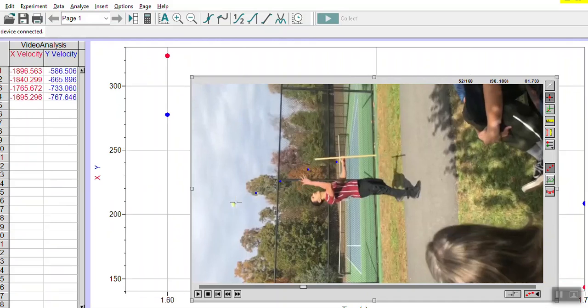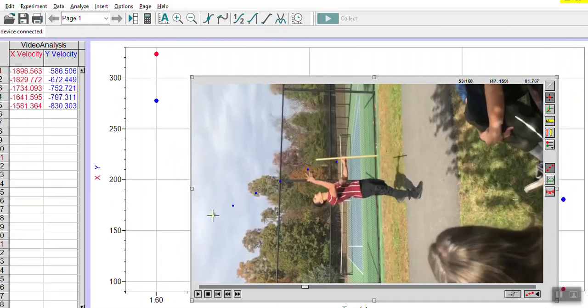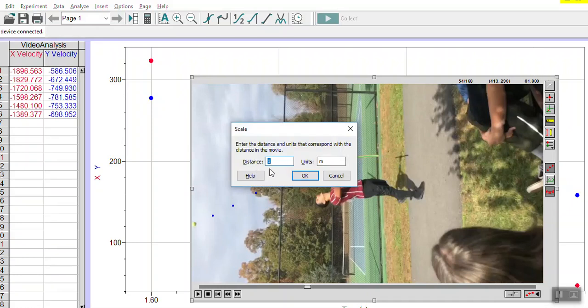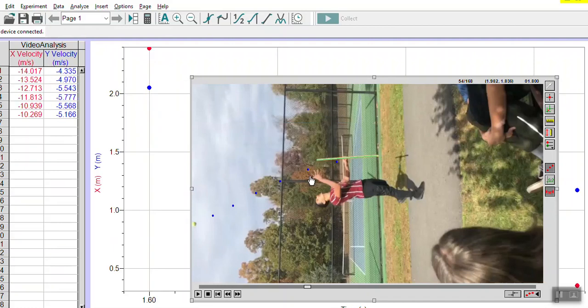So this looks familiar. This looks just like the motion maps we learned to make earlier this year. As you see on the left-hand side of my screen, I have some x velocity numbers and some y velocity numbers, and they're pretty high. So what I have to do is set the scale. That's going to be the 1, 2, 3, 4th button down. I'm going to set the scale just by using that meter stick. Just going to calibrate it to that meter stick, and it gives me the option of distance 1 meter. I'm going to click OK. And then I'm going to be ready to look at my numbers.